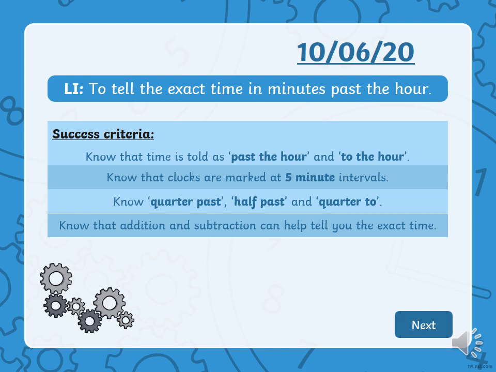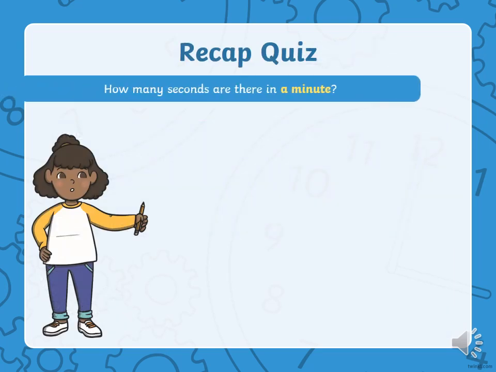Okay, so today, write the date and a lie like we always do, date at the right hand corner, and then your lie: to tell the exact time in minutes past the hour. Let's do a quick recap quiz. How many seconds are there in a minute?